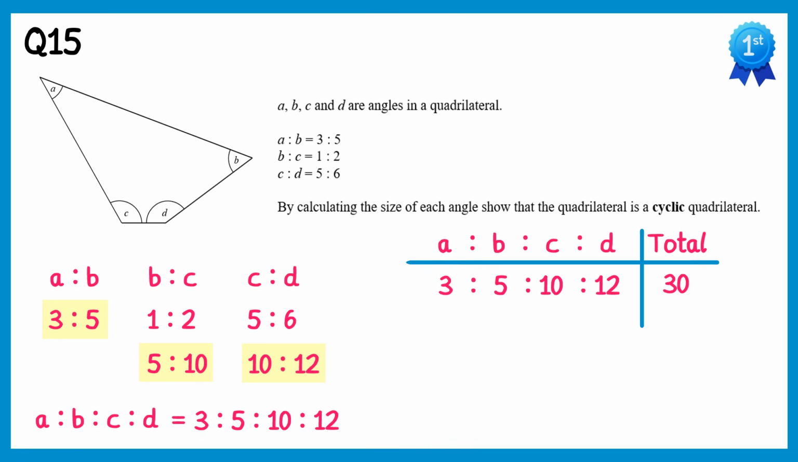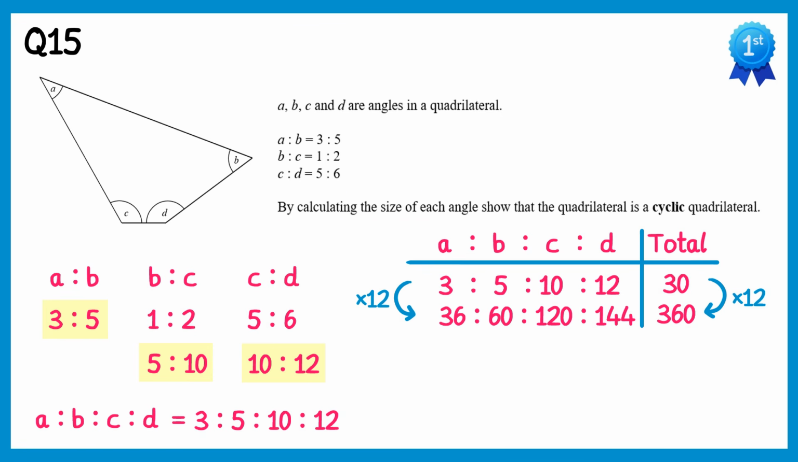Now since this shape is a quadrilateral, its total must be 360 degrees, so we'll put that underneath the total column. And then work out what we multiply by 30 to get to 360, which is 12. This means to find out the angles, all we need to do is multiply the parts of the ratio by 12. 3 12s are 36, 5 12s are 60, 10 12s are 120, and 12 12s are 144. So those are the sizes of all of the angles.